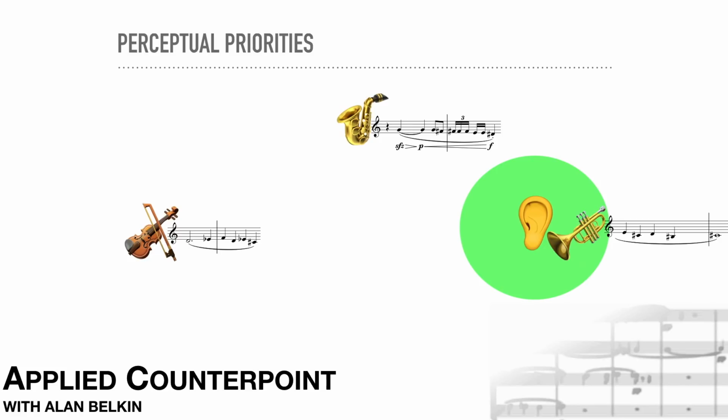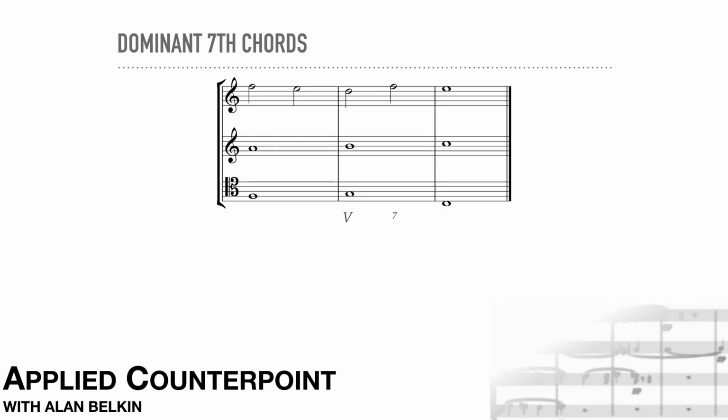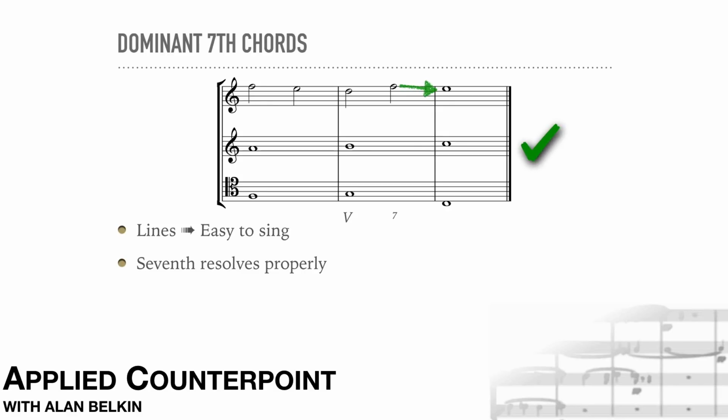There is one change to the harmonic limitations of species counterpoint. In addition to simple triads, the student can now use dominant 7th chords, provided that the lines remain easy to sing and provided the 7th is correctly resolved. This is a little different from classical species pedagogy, but behind this decision lies a fundamental fact not always sufficiently appreciated. Harmony and counterpoint are not separate disciplines.